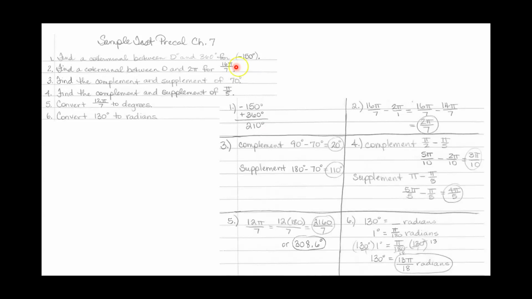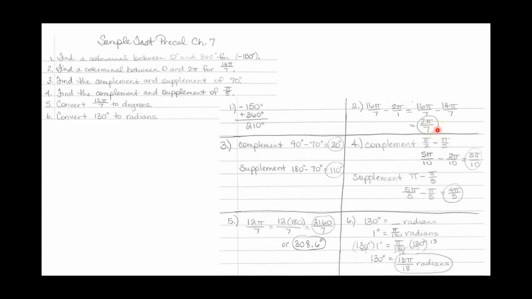16 pi over 7 is too big. 2 pi is 14 pi over 7, so this is too big to be on the circle, so I would want to subtract 360 or 2 pi from this one. And so I'm going to need a common denominator to be able to subtract. So when I subtract, I'll get 2 pi over 7 for my coterminal.